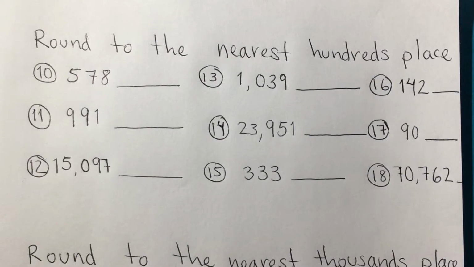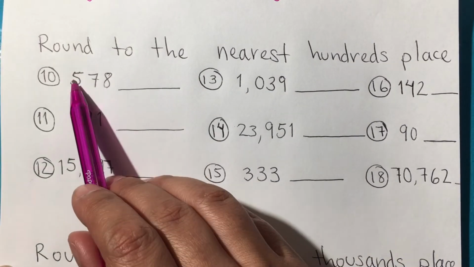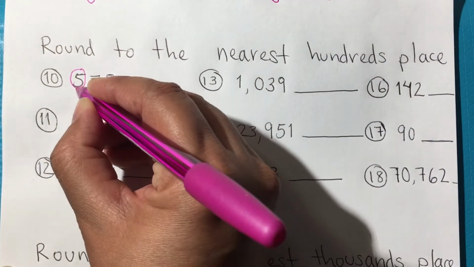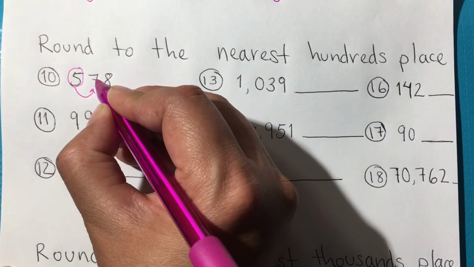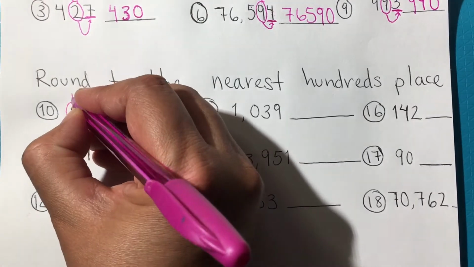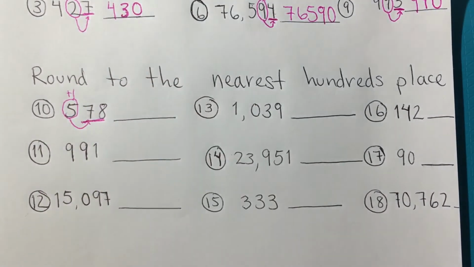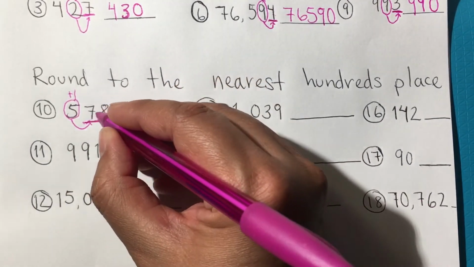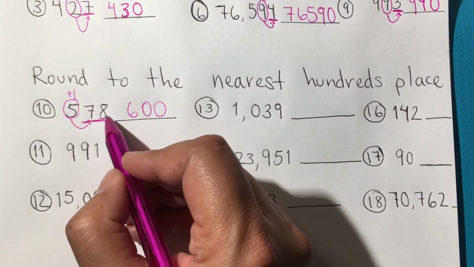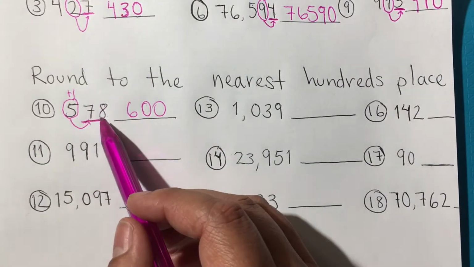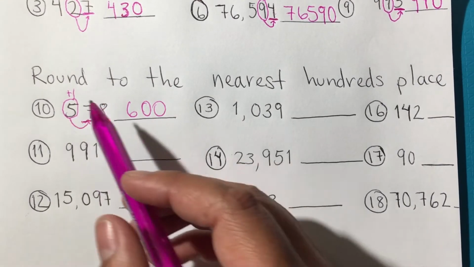Okay, now the next one said round to the nearest hundreds. So this is ones, tens, hundreds is the third number from right to left. Circle that. Again, if this is a 5, 6, 7, 8, 9, add one more. Yes, it's more than 5. We add one more and the rest become 0. 5 plus 1 is 6, 2 zeros. So 578 is closer to 600 than to 500. And it makes sense. 78 is closer to the next 100, right? The next 100.